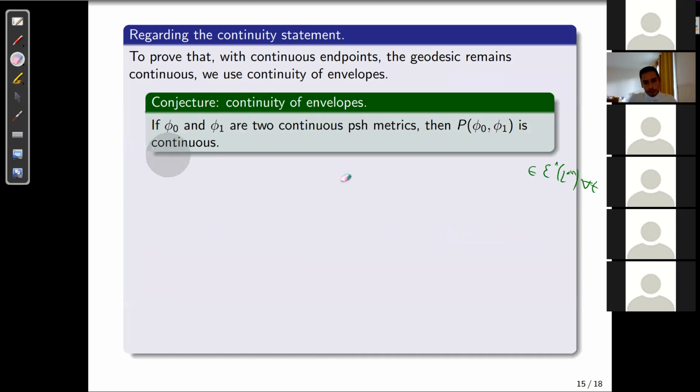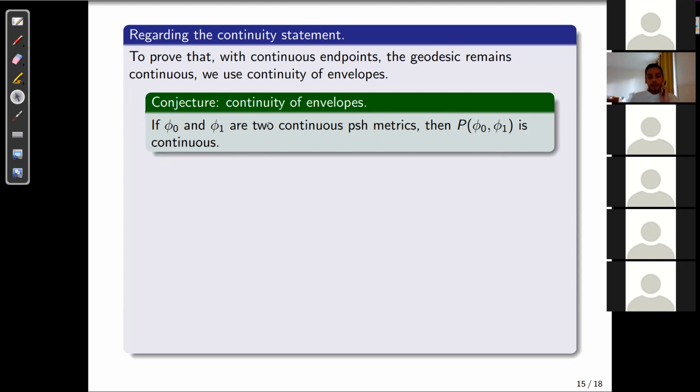So there is something that I swept under the rug a little bit here, which I'm going to talk about for a little bit, which is what we call continuity of envelopes. So this is something that is necessary to prove the previous results. And continuity of envelopes is a property simply of a pair (X, L) that says that if phi_0 and phi_1 are two continuous PSH metrics on L, then the rooftop envelope is going to remain continuous.